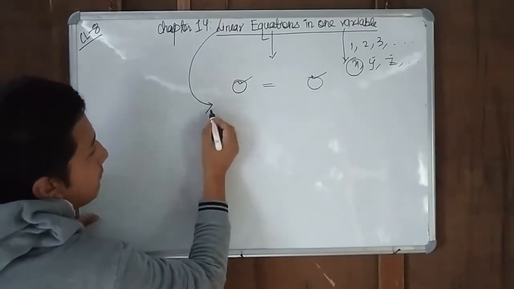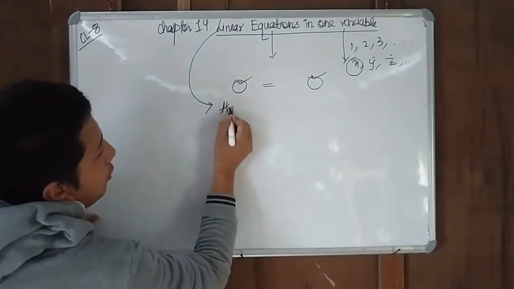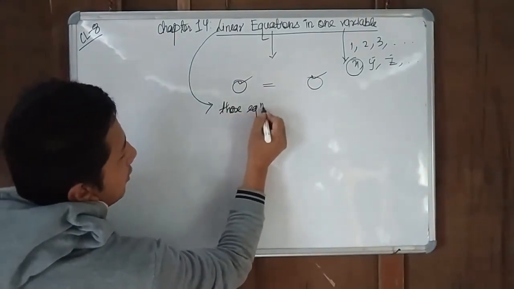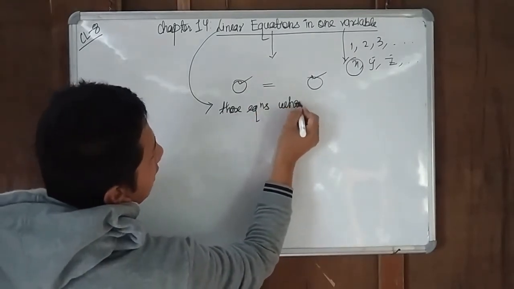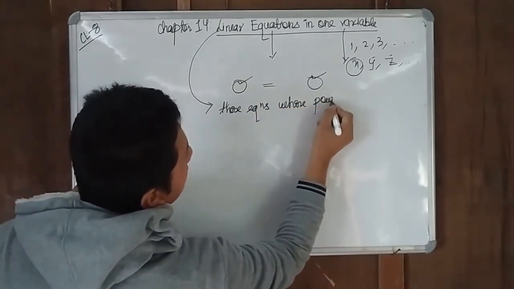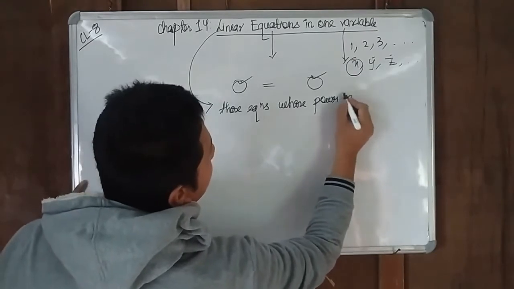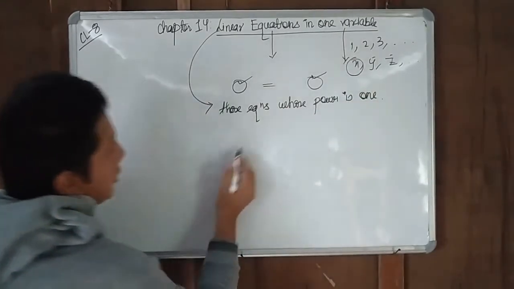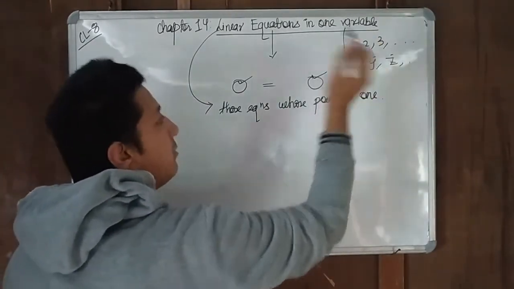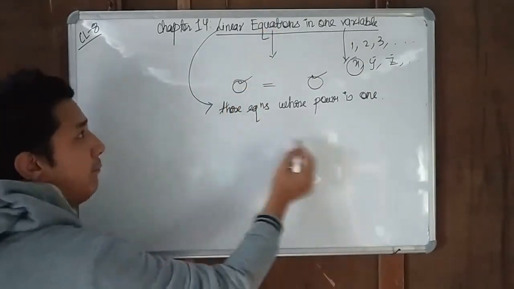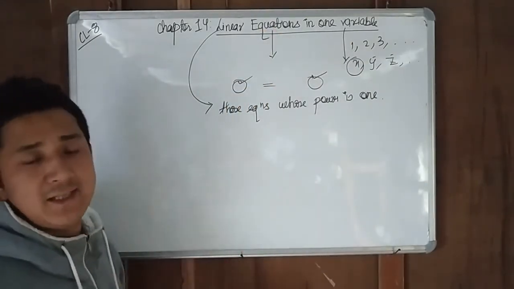Linear equations means those equations whose power is 1, whose variable's power is 1. Now I'll give you some examples of linear equations, then you'll understand it more.